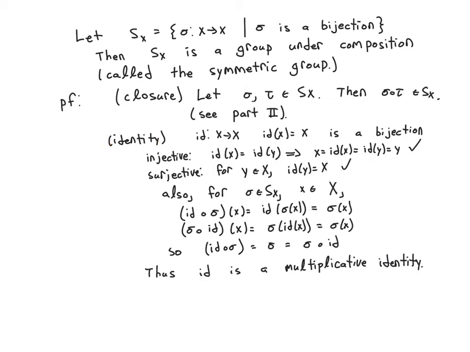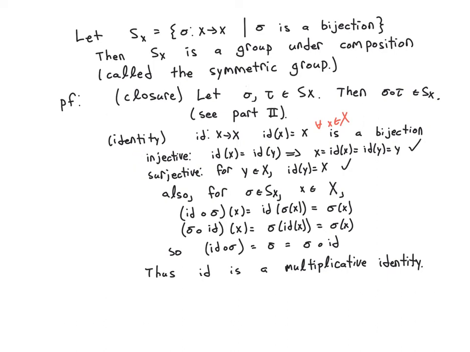Of course, what else do we need? Well, you need an identity. The identity element is going to have to be a bijection, such that when you compose it with any other bijection, you get the other bijection back. It turns out the correct definition is this function. It's a function from x to x. And for every point little x in your big set, you define identity of little x to be little x.